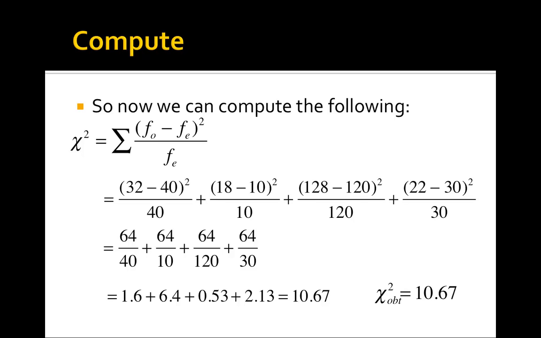For each cell, it's the observed frequency from the observed table minus the expected frequency for that same cell, squared, over the expected frequency. Remember, this is the same formula we used for goodness of fit. We add all of those up, and that gives us chi-square obtained. In this case, chi-square obtained is 10.67.